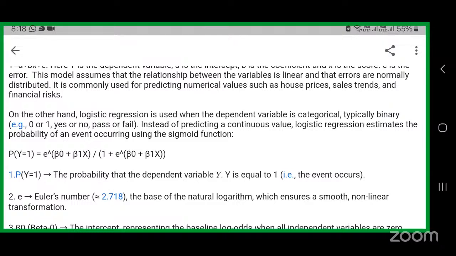So what is our target? That is P, the probability, that Y equal to 1. Y means the dependent variable. Y is equal to 1. So 0 means fail, 1 means pass. Suppose this is the assumption. So we have to follow this particular model.